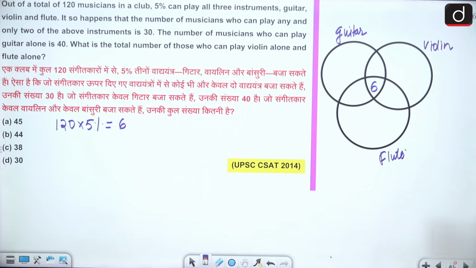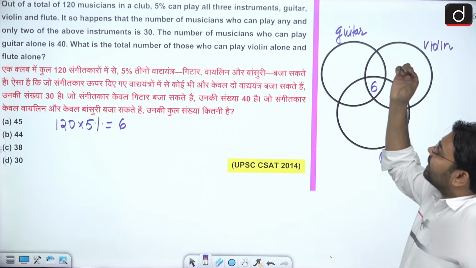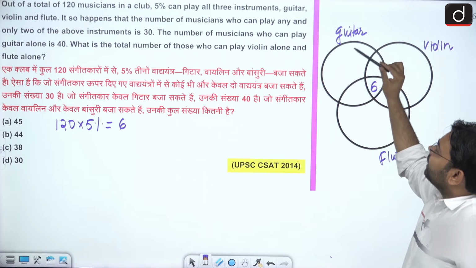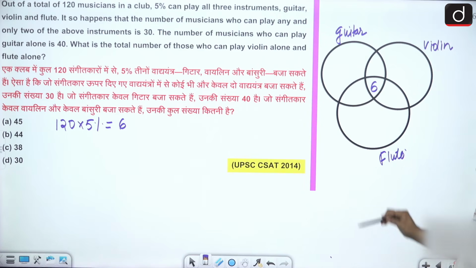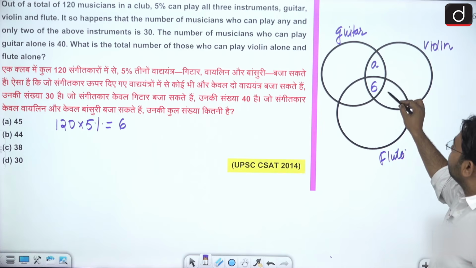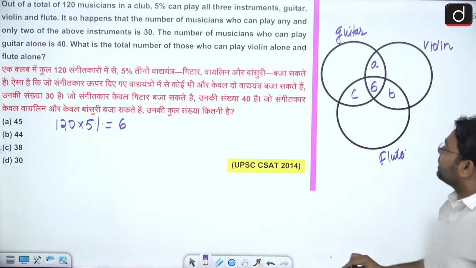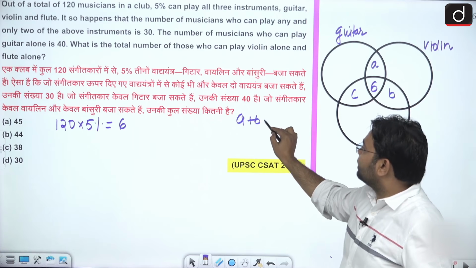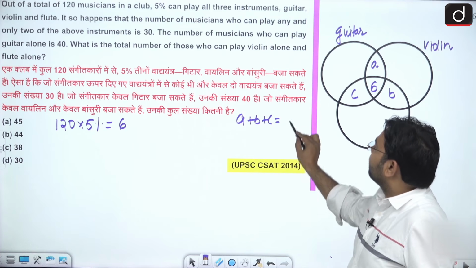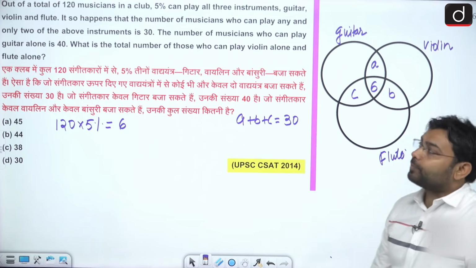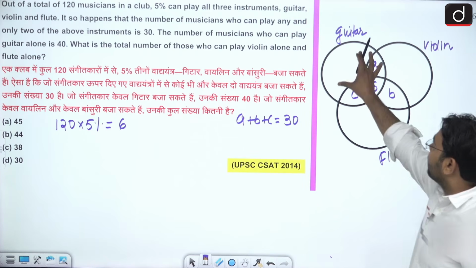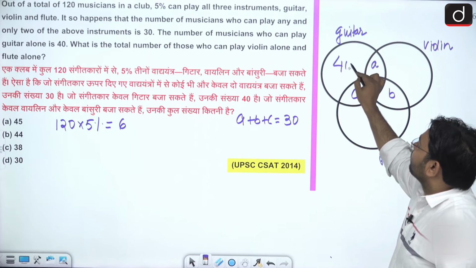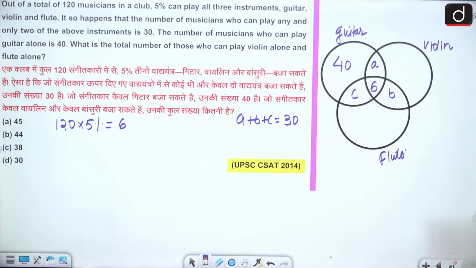Now, it so happens that the number of musicians who can play any and only two of the above instruments is 30. So you can say this is A, B, C, and the sum of these three, A plus B plus C, is given 30. Any doubt? No. Next one. The number of musicians who can play guitar alone. This is guitar, and alone guitar is 40. Done? Read the next one.